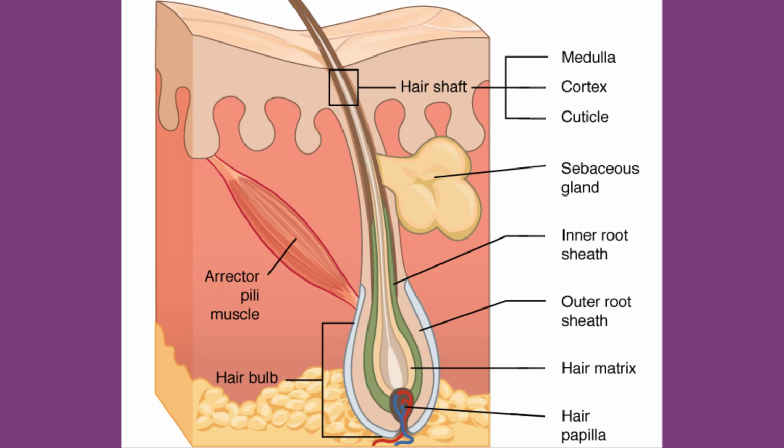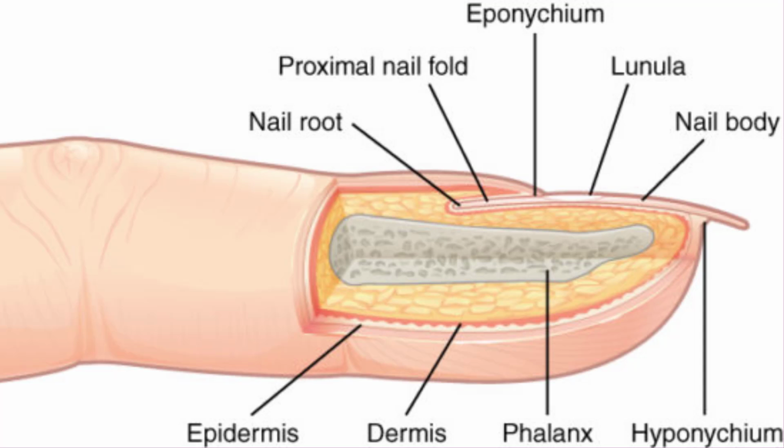For the hair color, similar to the skin, hair gets its color from the pigment melanin, and it is produced by melanocytes in the hair papilla. Different hair color results from the differences in the type of melanin, which is genetically determined. So, as a person ages, the melanin production decreases and the hair tends to lose its color and becomes gray or white. The next accessory structure of the skin are the nails.